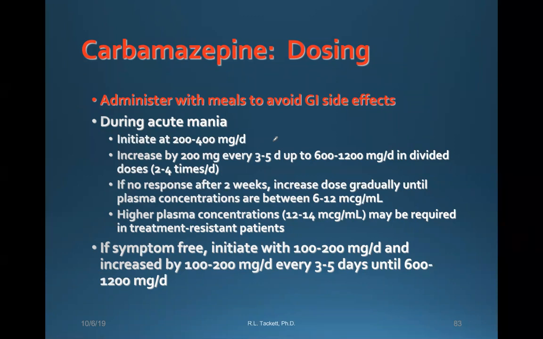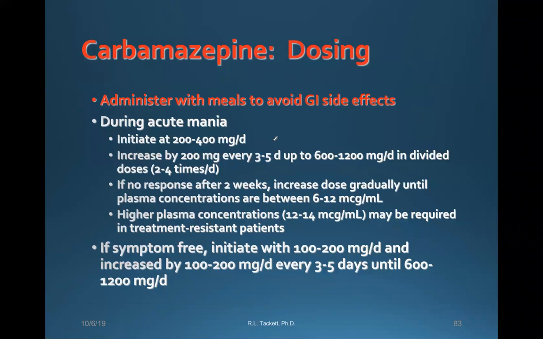Again, to reemphasize, I'm not going to ask you doses. The only numbers you will need to know are the lithium toxic values and the therapeutic range, which we talked about yesterday. Basically, with acute mania, we'll usually start somewhere between 200 to 400 milligrams per day. Then about every 3 to 5 days, we'll increase it by about 200 milligrams. Typically, we give it 2 to 4 times a day.